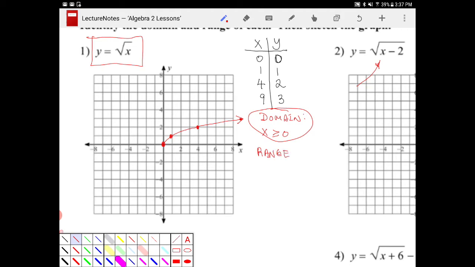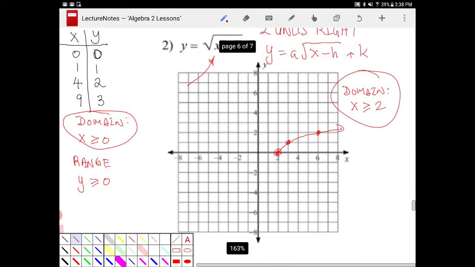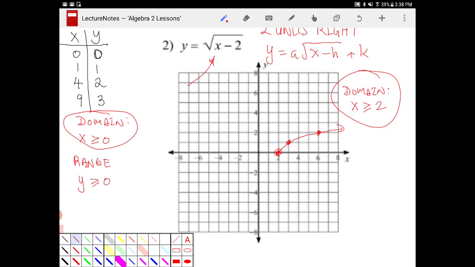So the range of values are all the y coordinates that can be generated as a result of this. So looking at this, what's the lowest y coordinate that we see here? Well, the lowest y coordinate that I see here is 0. All the y coordinates are going to be equal to or above 0. Let's take a look at this guy. What are all the y coordinates here? So the vertex is located at 2, 0. So the range, again, we're talking about all the possible y coordinates, is going to be greater than or equal to 0 again.